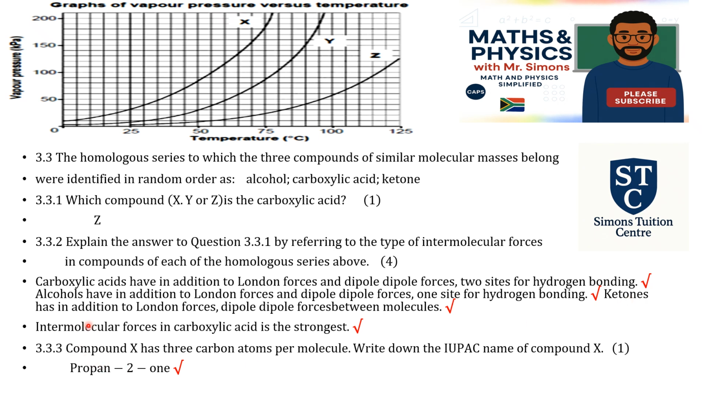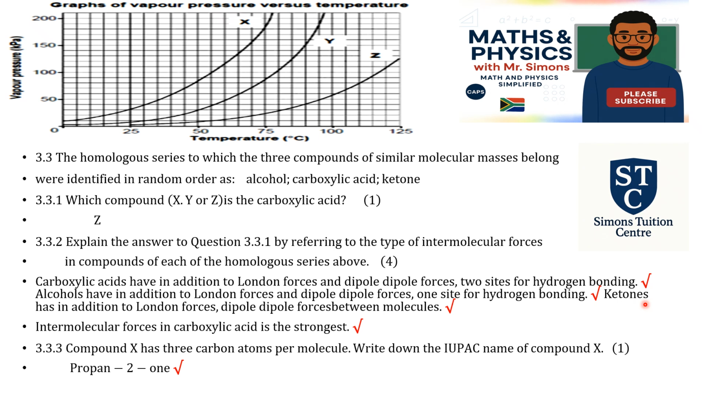Ketones have London forces and dipole forces between the molecules. So in theory, hydrogen bonding is stronger than London forces and dipole forces. And 2 sides for hydrogen bonding would be stronger than 1 side for hydrogen bonding. So carboxylic acid here has the strongest intermolecular forces, then alcohol second, and then ketone lowest. That in theory means you need more energy to break bonds in carboxylic acid. Then alcohol is second, but at least you need less energy to break ketones.